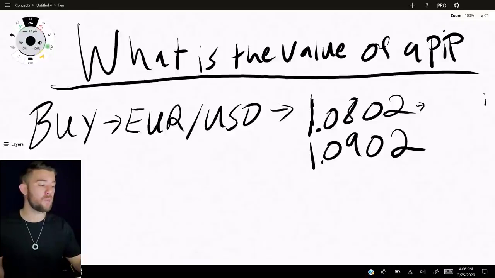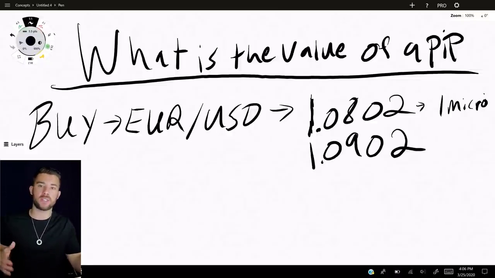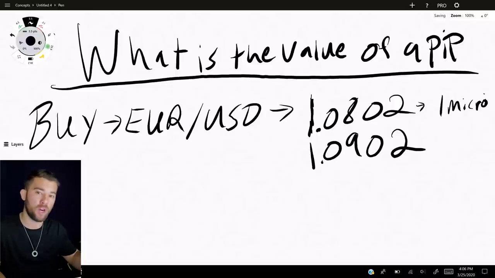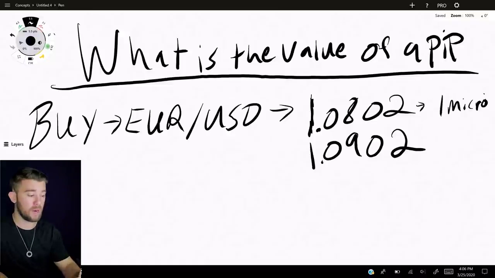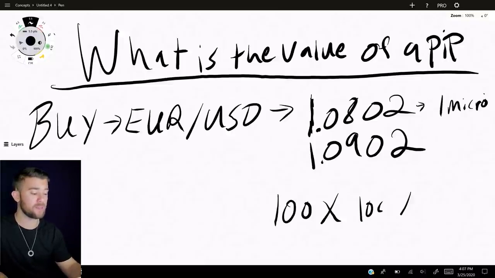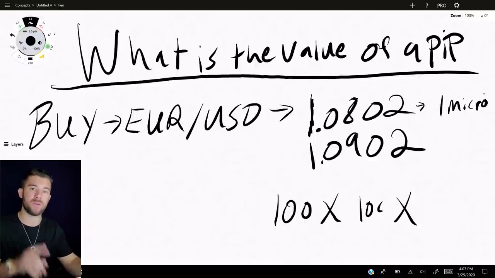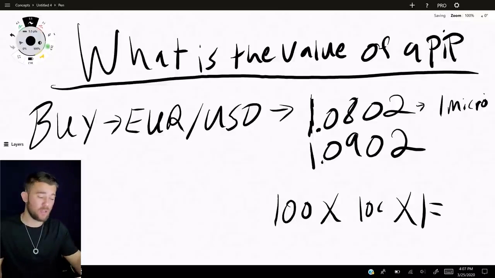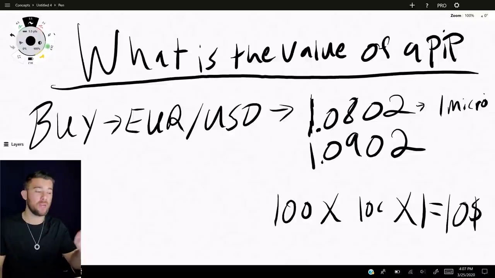So let's say you want to trade one micro lot, and you buy that one micro lot while the market's at 1.0802, just as with the other examples. We go up 100 pips. What's our equation look like? Well, we have 100 pips times 10 cents times the amount of micro lots we're trading, which in this case is 1. What does that equal? That means you would have made $10 on this 100 pip move trading one micro lot.